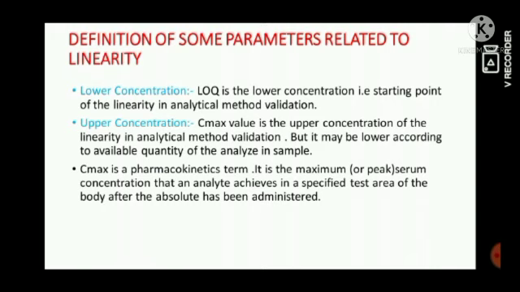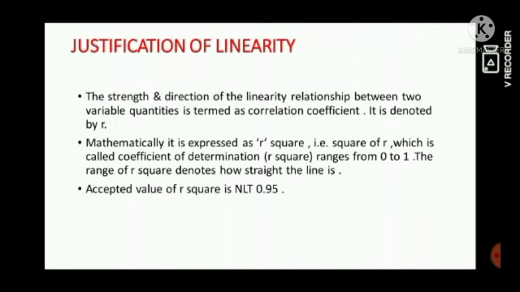Definition of some parameters related to linearity. Lower concentration. LOQ is the lower concentration, that is the starting point of linearity in analytical method validation. Upper concentration. Cmax value is the upper concentration of the linearity in analytical method validation, but it may be lower according to the available quantity of the analyte in the sample. Cmax is a pharmacokinetic term. It is the maximum or peak serum concentration that an analyte achieves in a specified test area of the body after the analyte has been administered.